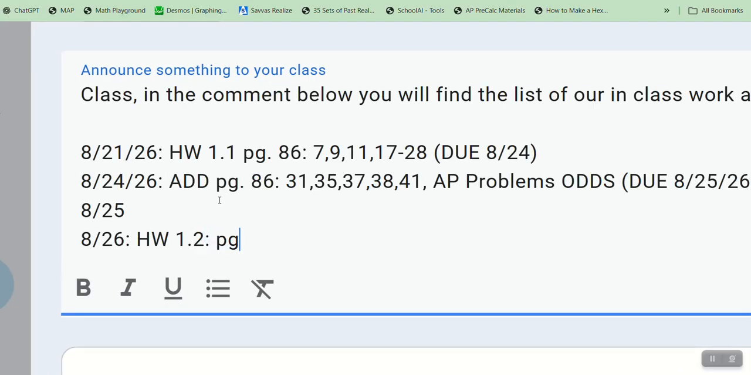You will find this on page 100. I don't know why I did that. 1.2, page 100. And let's see here. I have 35 through 40. Okay, 35 through 47 odd, 48, and 51 through 59 odd.